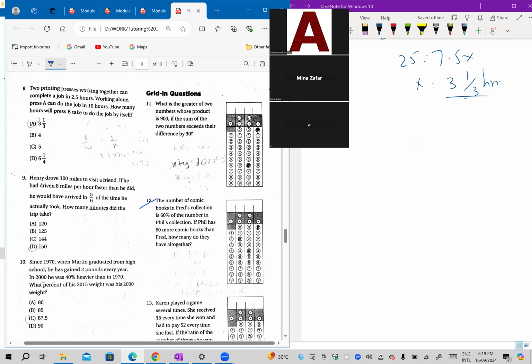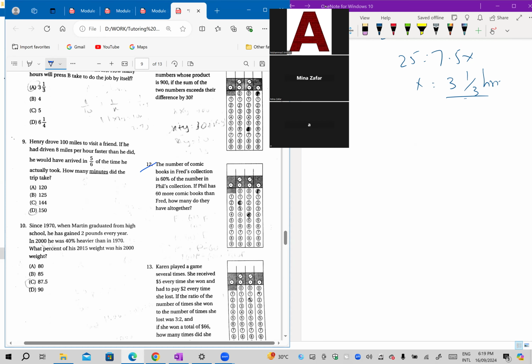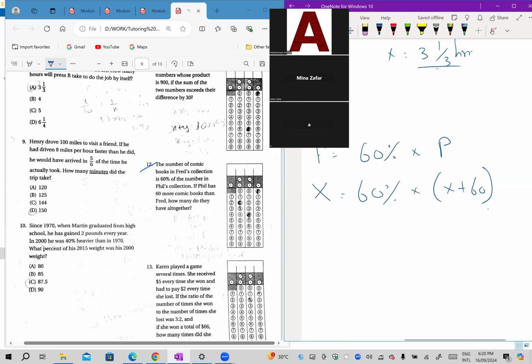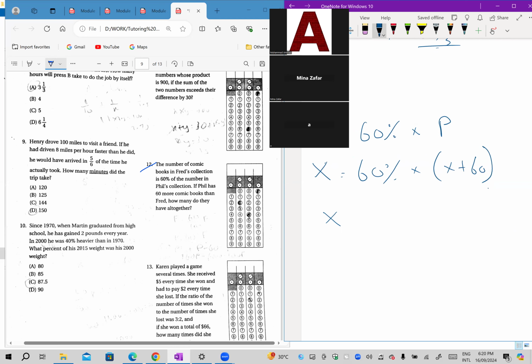Number of comic books in Fred's collection is 60% of the number in Phil's collection. So Fred's collection is 60% of Phil's collection. If Phil has 60 more comic books than Fred, how many do they have altogether? If Fred has x and Phil has how many? 60 more. x plus 60, right? Expression बन गया.